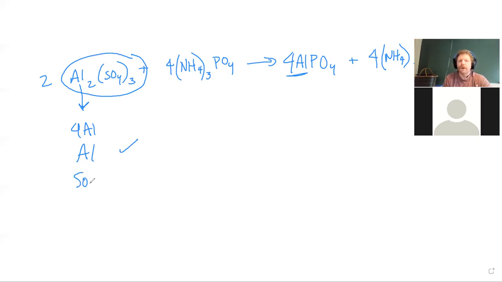Sulfate, SO4. Well, we've got the 3 subscript indicating that there are 3 per molecule. Then we've got 2, so we've got 6 SO4. How many do we have on the product side? Well, we have no subscript here or anything. It's SO4, and we've got 4 of it. So that's a source of imbalance within those 2 entities.